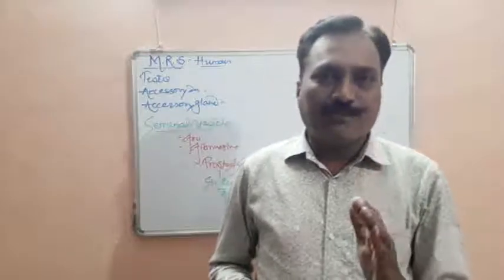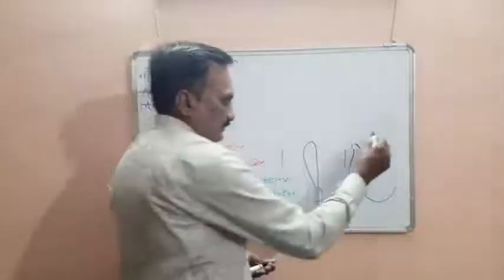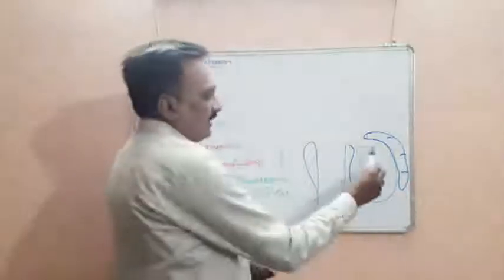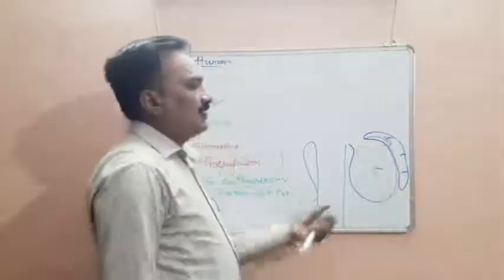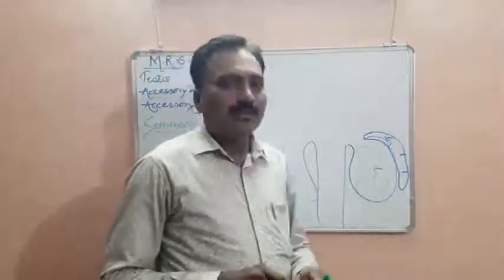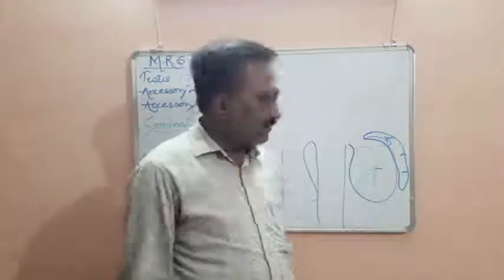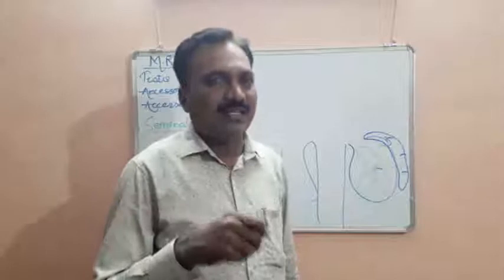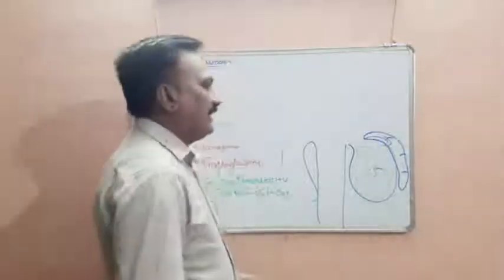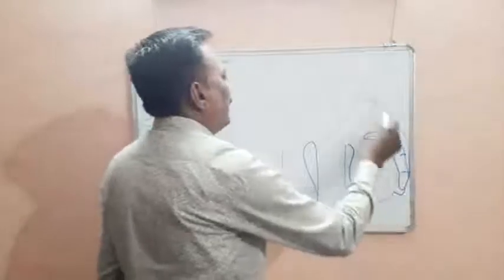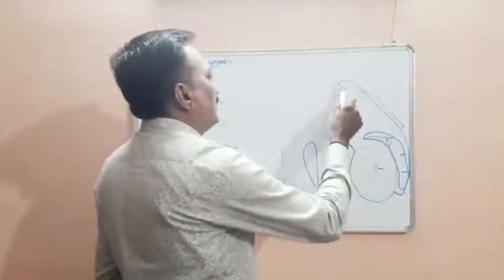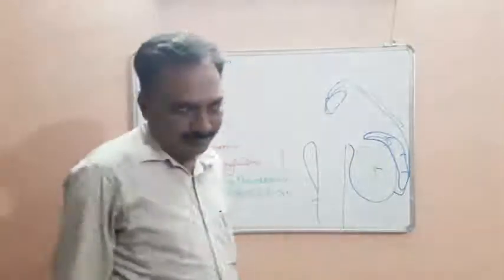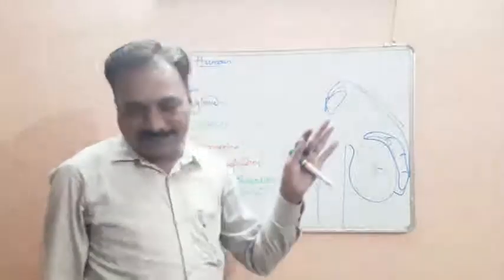From the vas efferentia, outside the testis, they are transported to the upper, middle and lower part of the epididymis, and the main function of the epididymis is the maturation of the sperms. From the epididymis, through the duct, that is the vas deferens, the sperms are carried, and finally from the vas deferens, in the region of the seminal vesicle, they are released. So the function of the different ducts, we discussed last time.